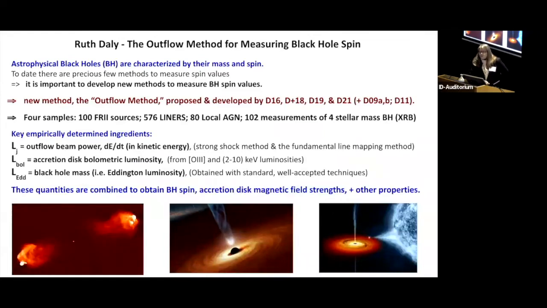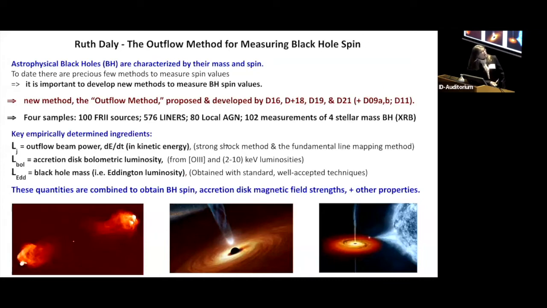I have been working for some time on developing new methods to measure how rapidly black holes are spinning. I've settled on a model which I call the outflow model, which is based on the outflow properties of sources. I'll show you some evidence in a minute that suggests that these powerful outflows are powered by black hole spin, which has long been thought to be the origin of the outflows.